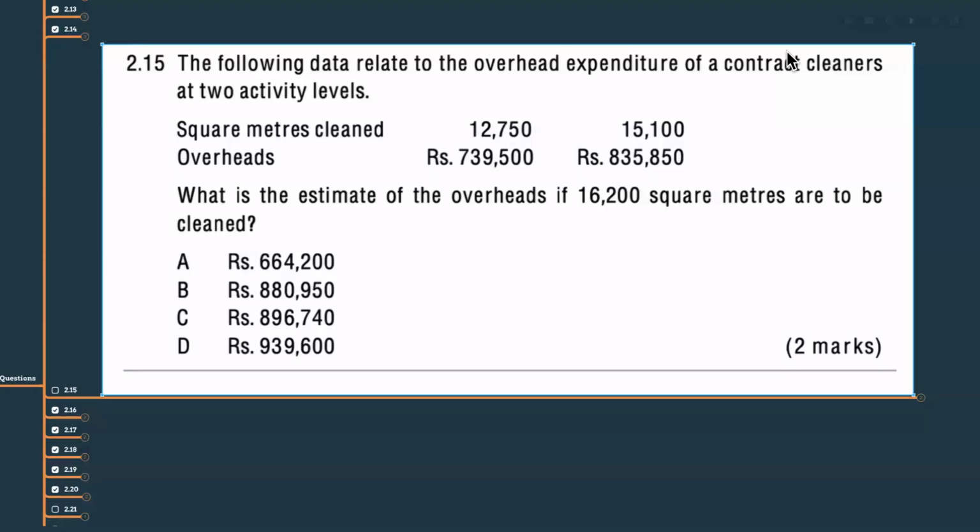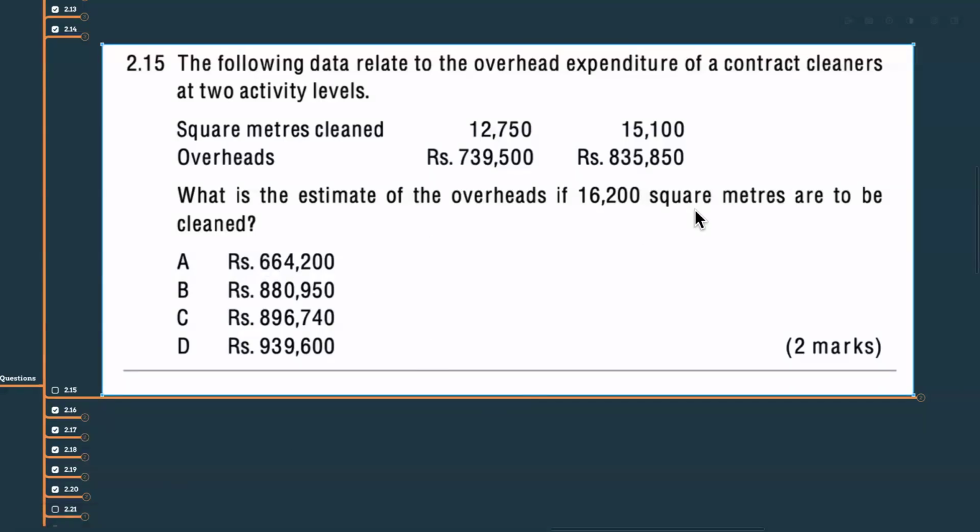Shubhashni, I'm not asking for the highest cost. I'm asking for the highest activity level. Activity level means the number of units produced or the square meters cleaned. That is 15,100 square meters.